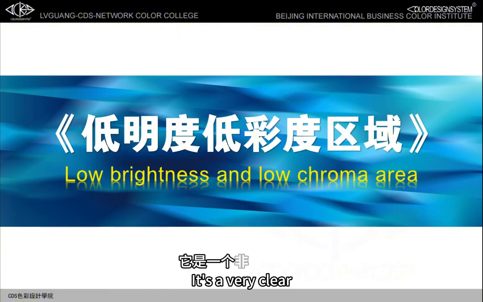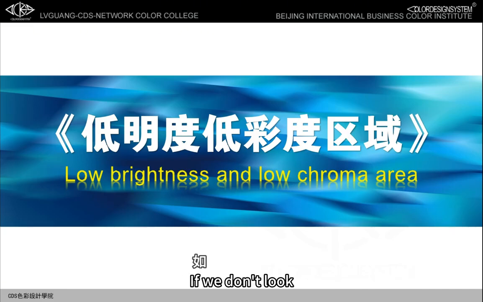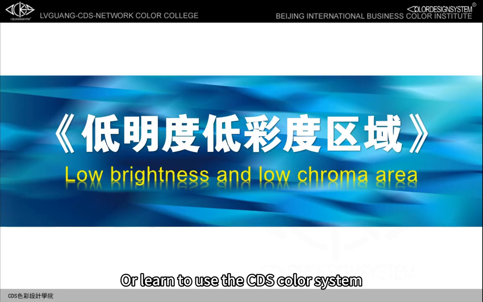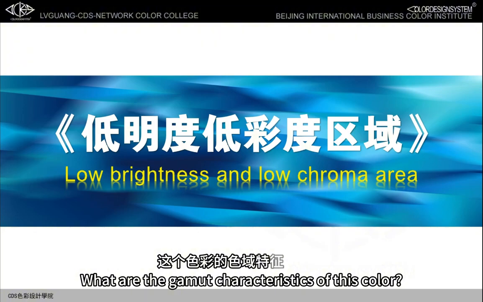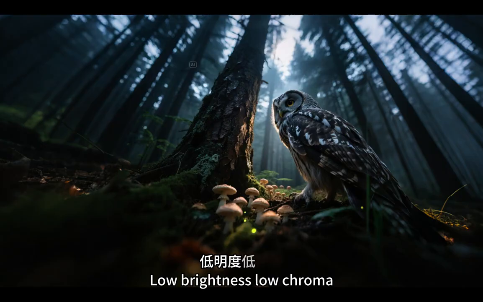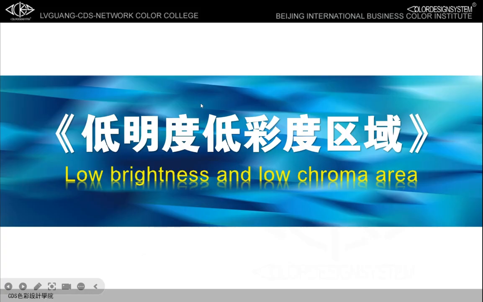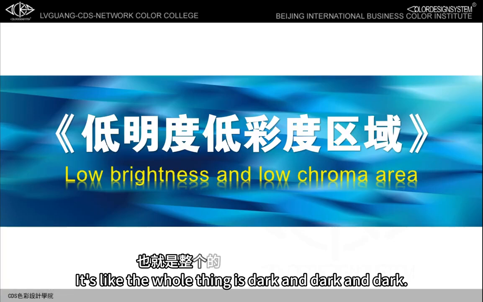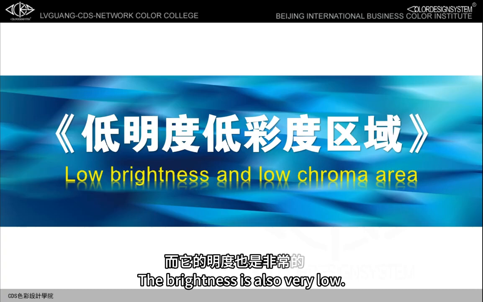It's a very clear relationship between the inherent properties of color. If we don't look or learn to use the CDS color system, we will also understand it literally. What are the gamut characteristics of this color? Low brightness, low chroma. It's like the whole thing is dark and dark and dark, and the chroma is very low. The brightness is also very low.